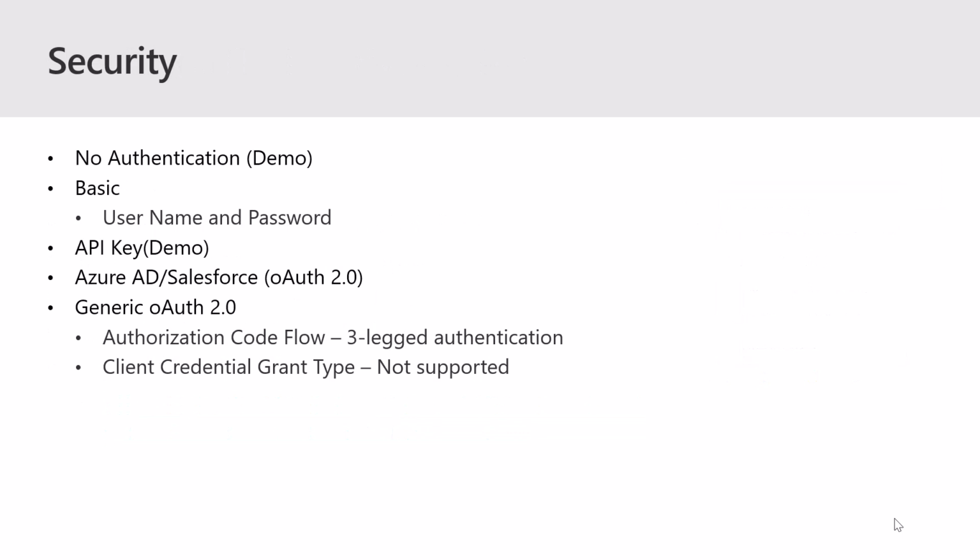The next step is security. Before you invoke an API successfully, you should authenticate successfully with the API. Power Platform connectors support the following authentication mechanisms. You can talk to an unauthenticated REST API, an API secured using basic authentication, APIs using API key, or any API secured using OAuth 2.0, where the modality here is authorization code flow. Specific services like Azure AD and Salesforce, while they also use OAuth 2.0, are available as dropdowns under the security options.